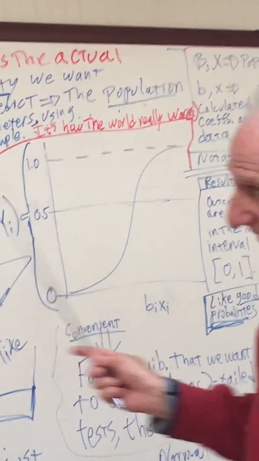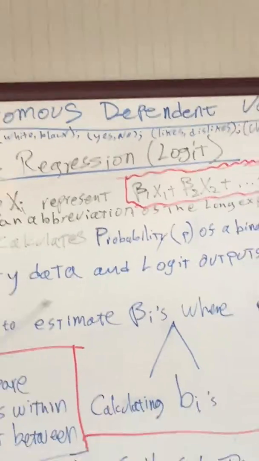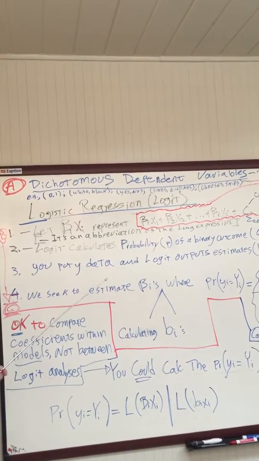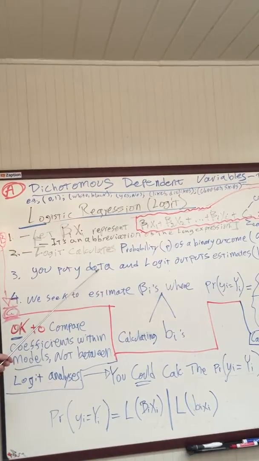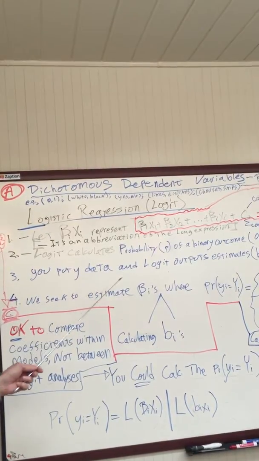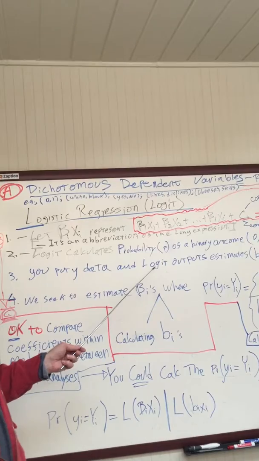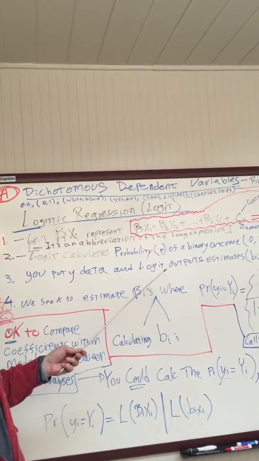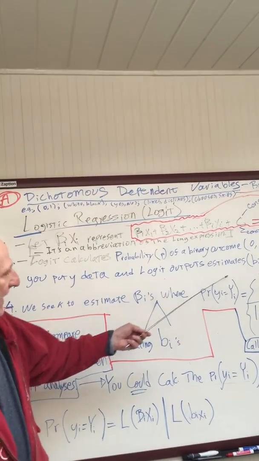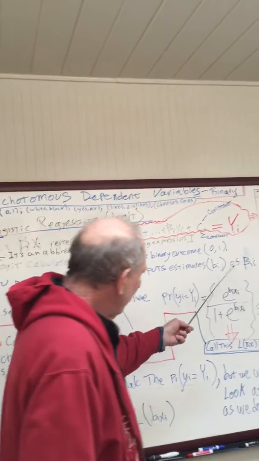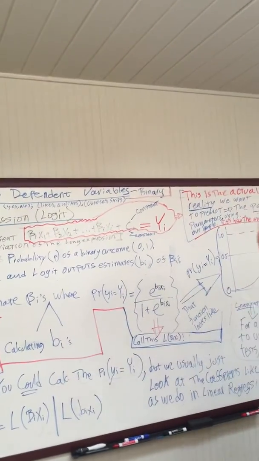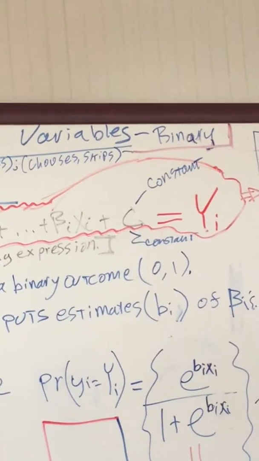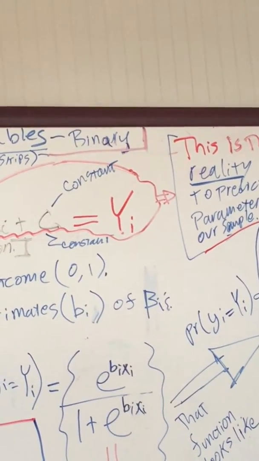So slipping back over here, what does Logit do? It calculates the probability of a binary outcome, 0 or 1, and you put data in, and data would be your independent and your dependent variable data that you gathered. And Logit processes, much like regression processes, output estimates, Bi, and these estimates are of the beta i's. Pretty simple, and that's what we're seeking: a model that has some predictive power given the data we have.